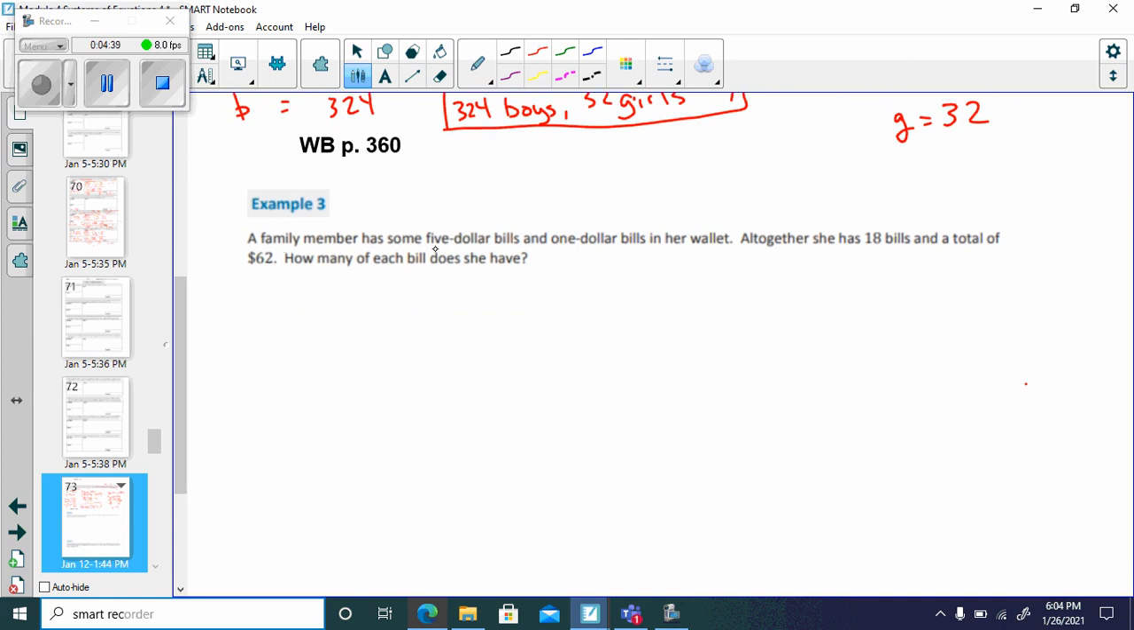A family member has some $5 bills and some $1 bills in her wallet. Altogether, she has 18 bills and a total of $62. How many of each bill does she have? Okay, so we got $5 bills and $1 bills. Let's go. F is equal to the number of $5 bills, okay?